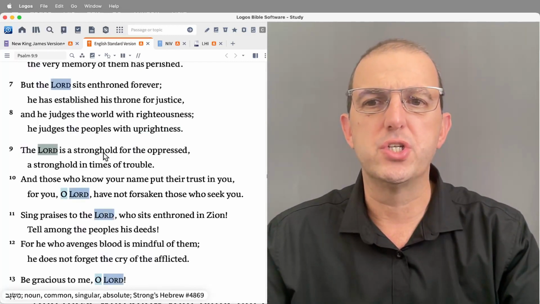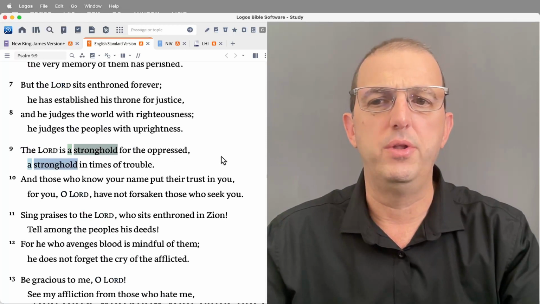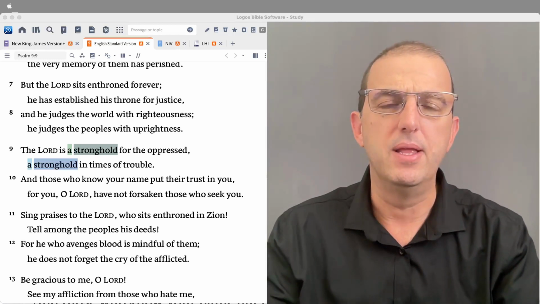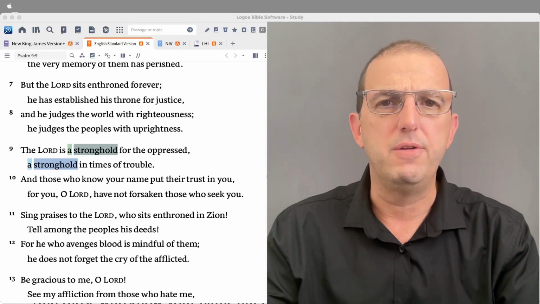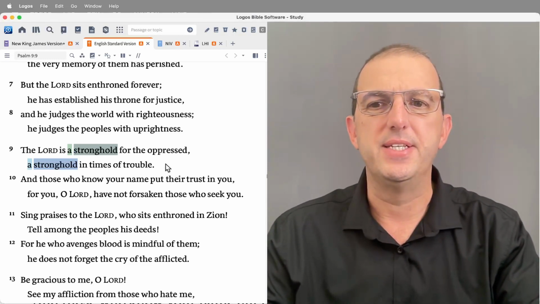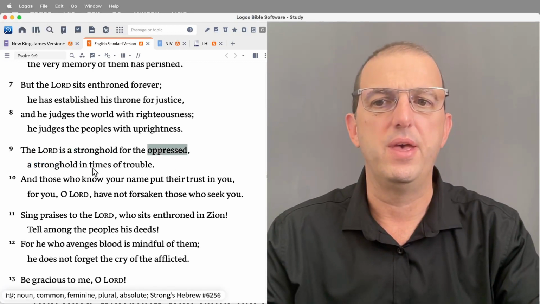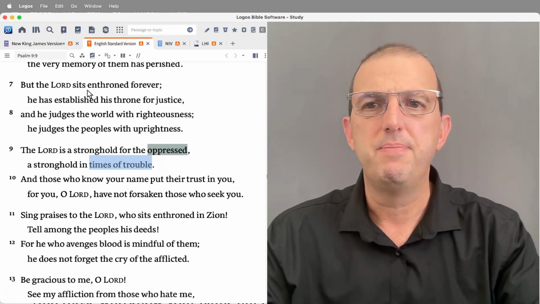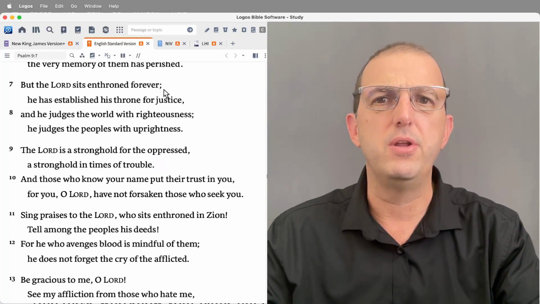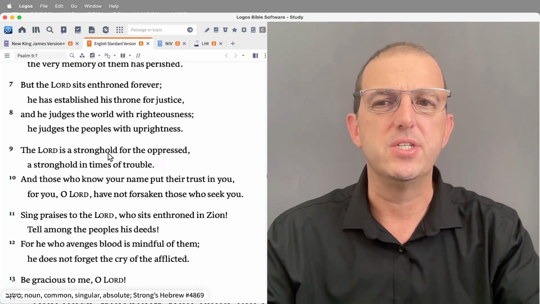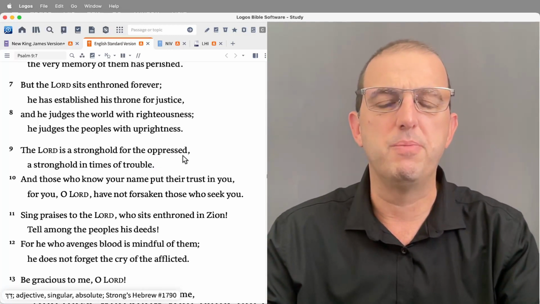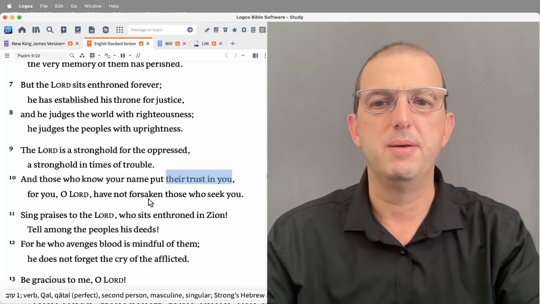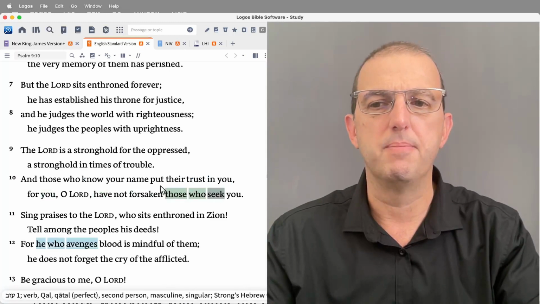The Lord is a stronghold for the oppressed, a stronghold in times of trouble. Stronghold is a place of safety, a place where you can run to in times of trouble and feel safe and secure because there are defenses that protect you. Yahweh is a stronghold for the oppressed when they're in times of trouble. So this portrait that the Lord is a safe space to run to. Notice, we've been talking about him judging the nations, but he's not only the king who judges the nations righteously, he is also a stronghold, a compassionate protector of those who know his name and put their trust in him. He doesn't forsake those who seek him.